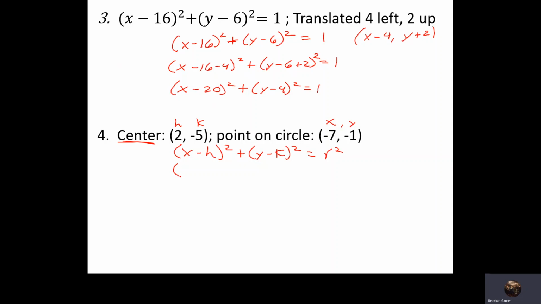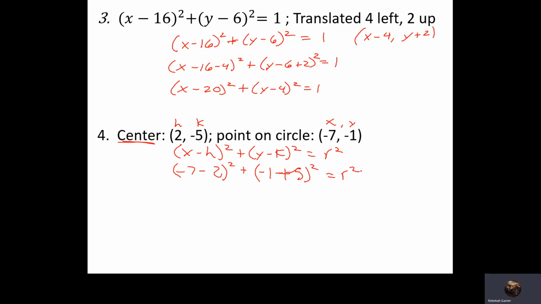Okay. What's my x? -7. All right, what am I plugging in for h? 2. Keep going. -1. Is that okay? -5. All right, we have two negatives here, so we have to add. And again, we're trying to find r squared so we can plug that r squared back into my formula.